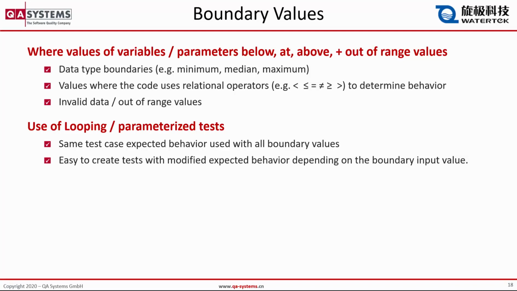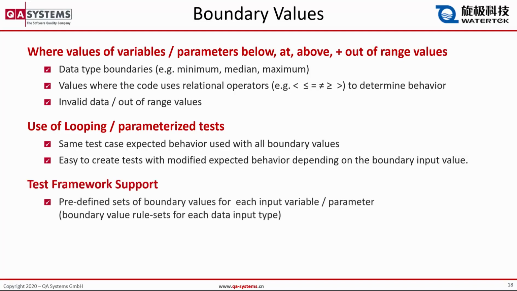The use of looping and parameterized tests here makes it very easy to have the same test case expected behavior used with all the boundary values that you are testing with. It is easy to create tests with modified expected behavior depending on the boundary value input. For test framework support, we are looking for predefined sets of boundary values for each input variable or parameter. You might consider these rule sets for each data type. Makes the testing process easier.